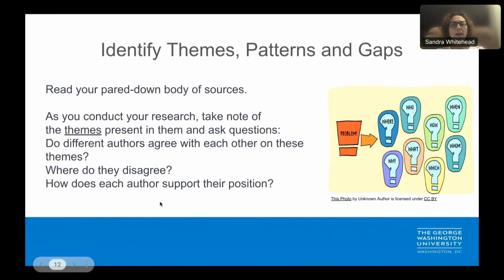Identify themes, gaps, and patterns, right? As you're reading your pared down body of research, the articles, the ones that you're going to read the full thing of, what are the themes? And ask the questions, do the authors agree with each other on these themes? Where do they disagree? How does each author support their position?